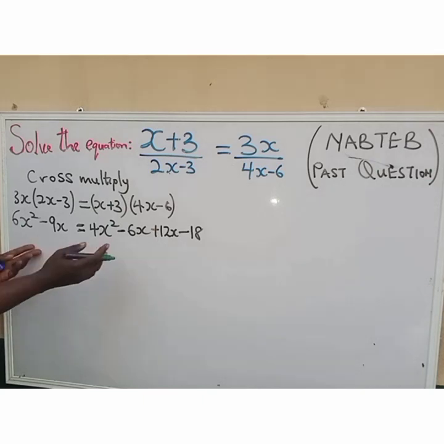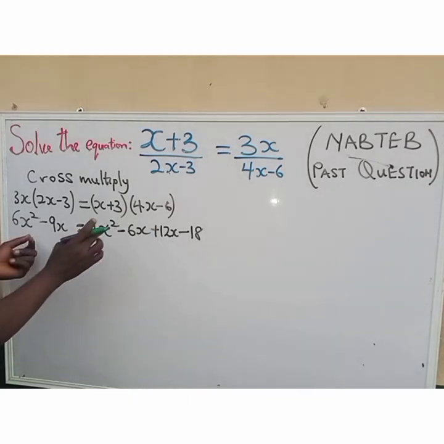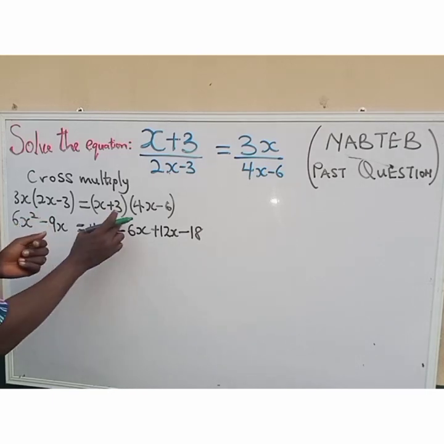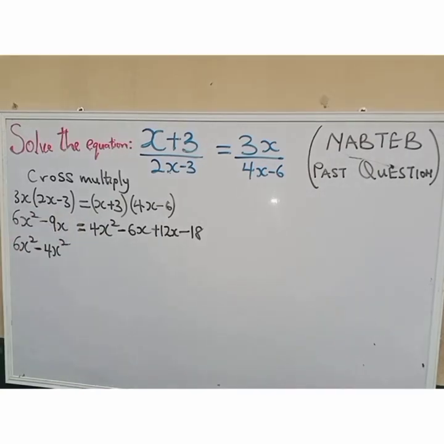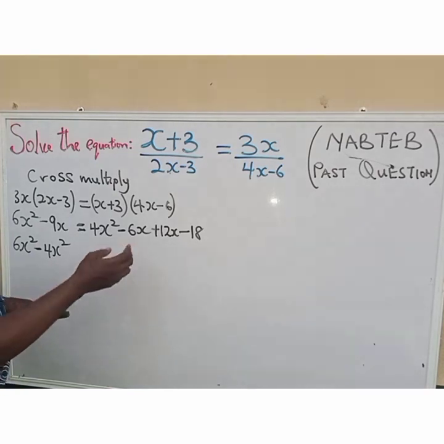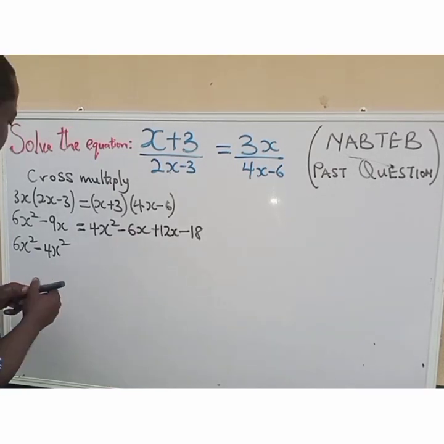The next thing is to collect like terms. In order to collect like terms, you notice that there are some that have squares. So let's bring them together: 6x squared, and 4x squared moves to the left. When you look at it, you notice that some also have x. So let's bring them together.